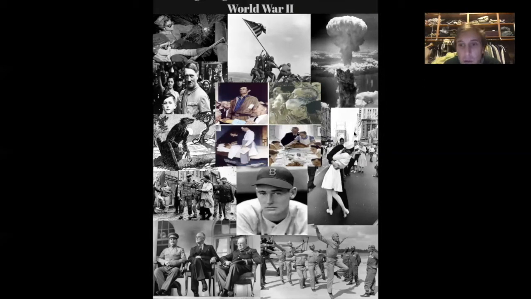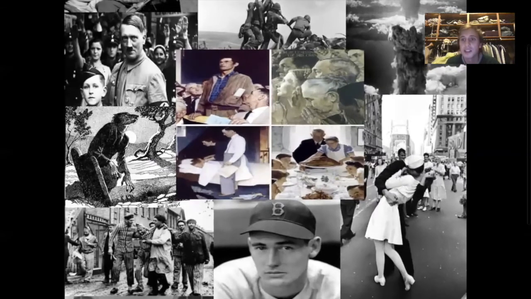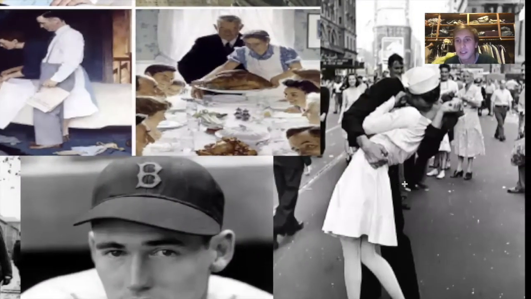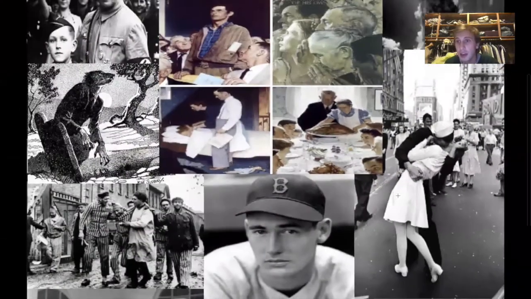So I want to focus on this picture first, which is the VJ picture of the sailor kissing, or I don't know if that's a sailor actually, but I think it's two strangers embracing in a kiss on the streets after the victory over Japan. And that symbolizes, I know I'm cutting to the end here, the unity as well as the prosperity that followed this war on an economic front.